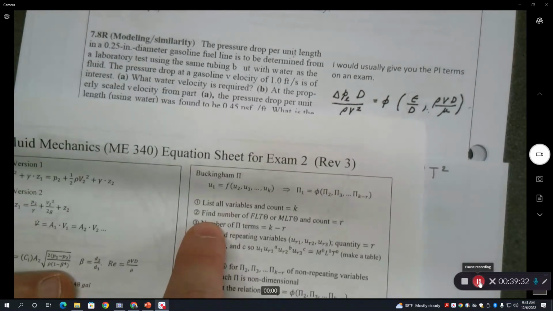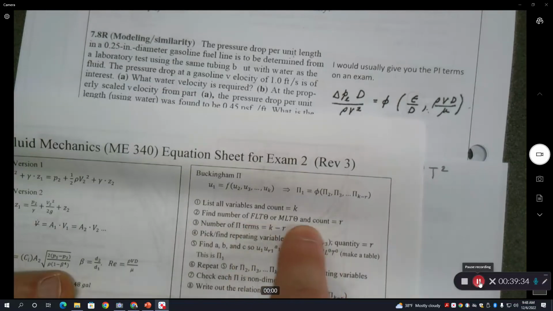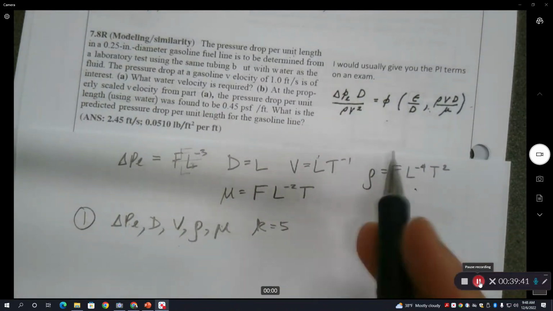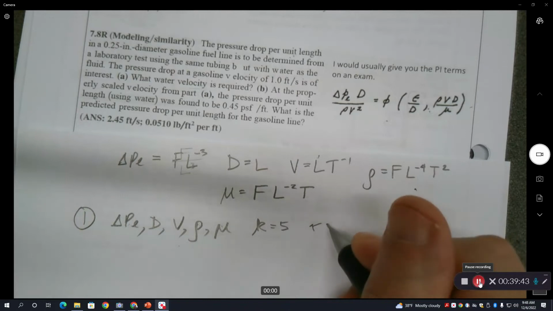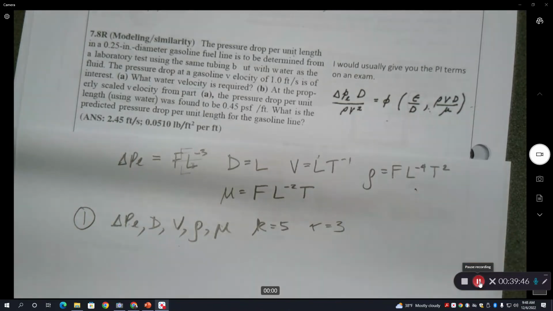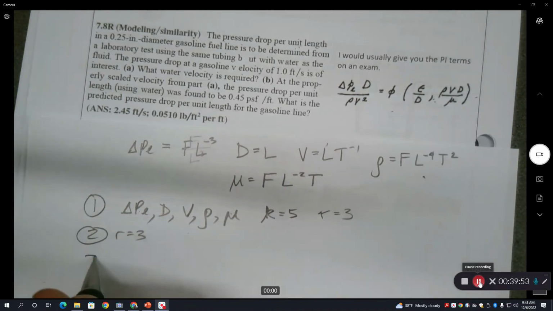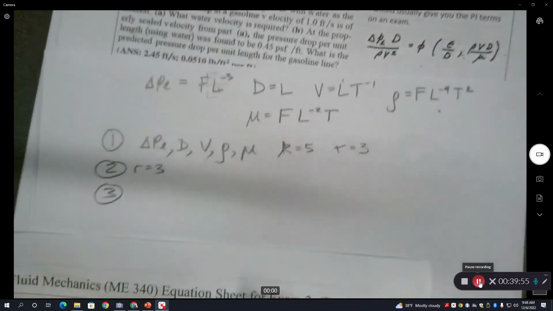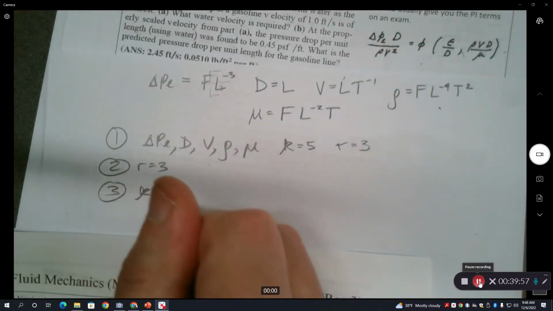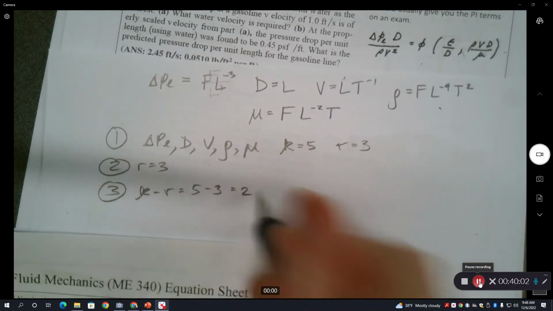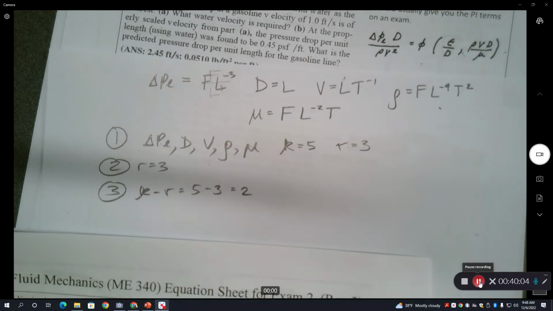Next step is to find the F and the L and the T and count those. We use all 3 of them, F, L, and T. So R is equal to 3. R is equal to 3. Step 3 is to find k minus r, or 5 minus 3 is 2, and that's the number of pi terms.